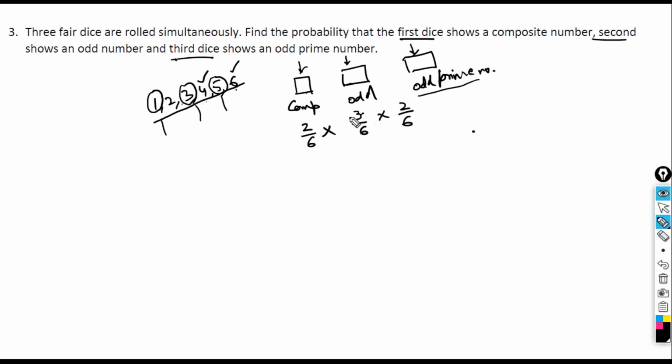On simplifying this, the 6 and 6 get cancelled out. 2 threes are 6, which get cancelled out. The answer comes out to be 1 by 18.